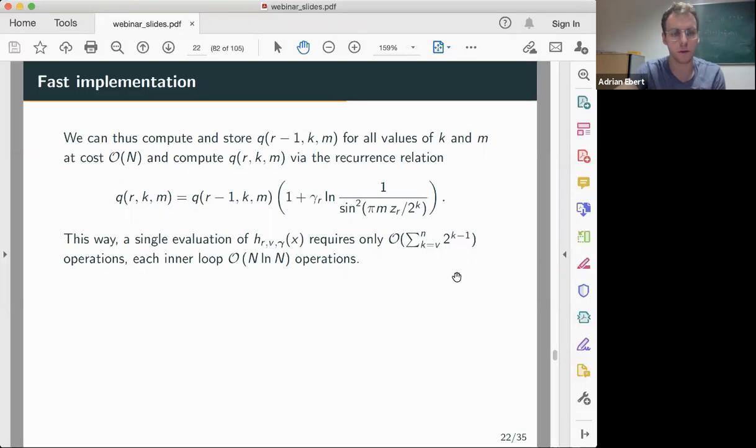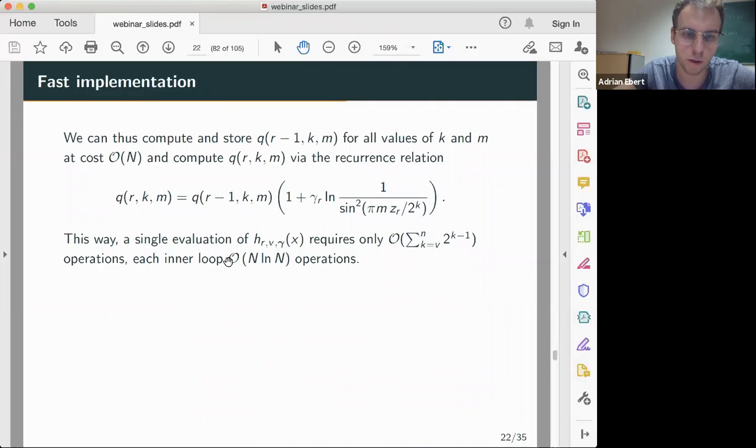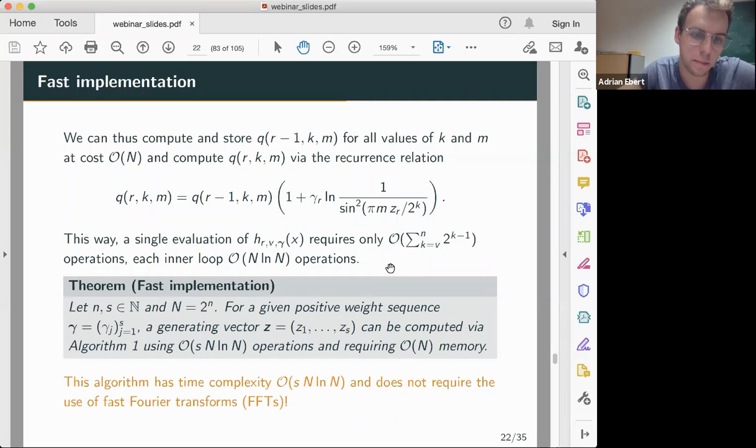And in this way, we can reduce the cost of a single evaluation of h to require only this many operations. And in this way, one inner loop over only the bits will be of cost n log n. And therefore, the whole algorithm can be, for product weights, executed in Sn log n operations requiring O(n) memory. And so this is a good result because it's competitive with the state-of-the-art CBC constructions.